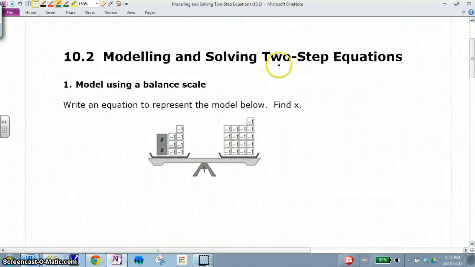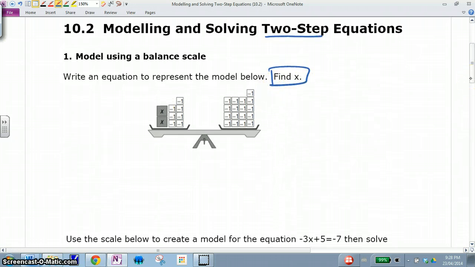Alright, we're going to step it up. We're going to do some modeling and solving with two-step equations now. And you'll see there's just two steps to finding the answer, getting x by itself in each one of these questions. That's our goal, right, is always to find x.